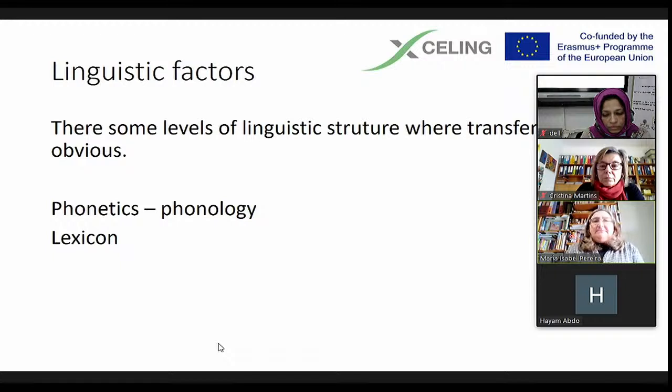If we talk about the linguistic factors, and well, I will focus on some linguistic factors, there are some levels of linguistic structure where transfer is more obvious than in others. And two of those linguistic levels are phonetics and phonology, and also the lexicon.